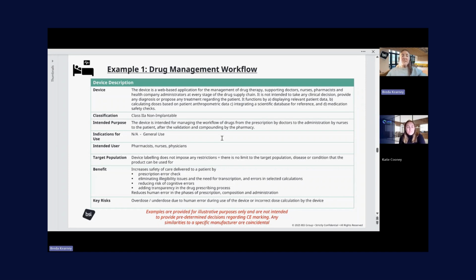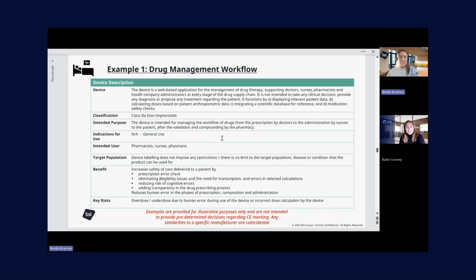So the first example here, I just wanted to talk through a couple of examples and show you the type of evidence that was used to support them. So again, this is a drug management workflow type software. Essentially, it's a web-based application. It's used in a hospital and it's used to help in the management of drug therapy, supports doctors, nurses, pharmacists, and health company administrators at every stage of the drug supply chain.